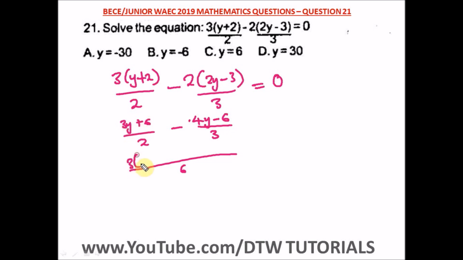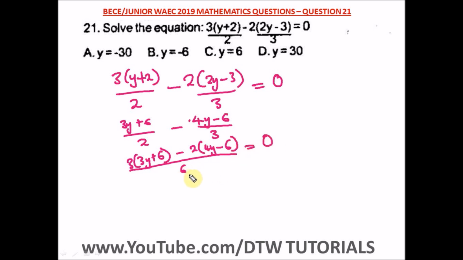So we have 3 brackets, what? 3y plus 6, close the brackets, minus... How many times will 3 go in 6? It will go 2 times, so it will be 2 times 4y minus 6. So we have 2 bracket 4y minus 6, close the bracket, equal to what?